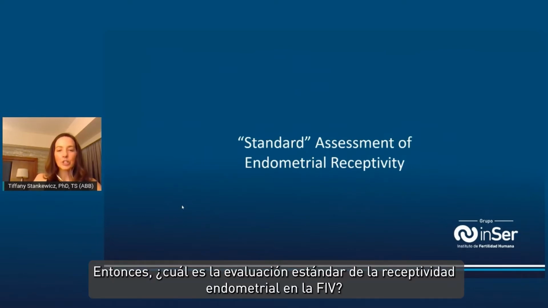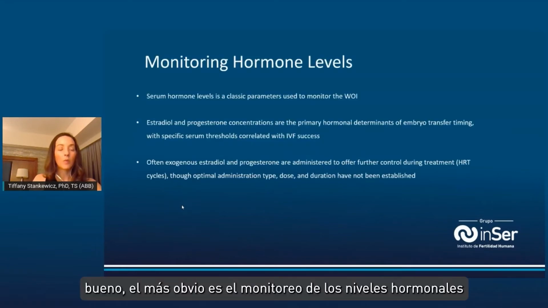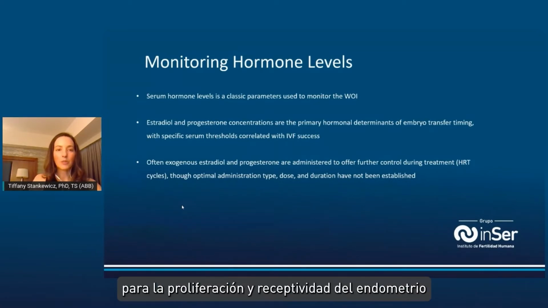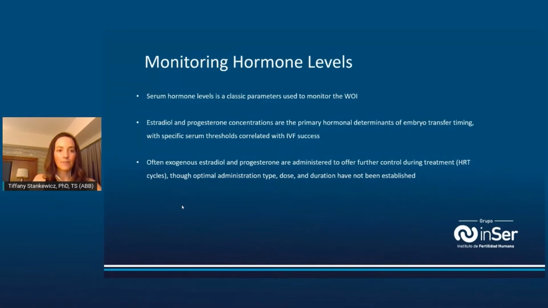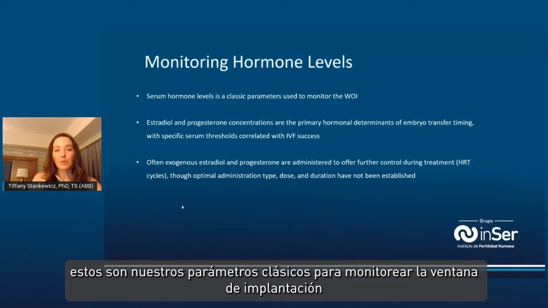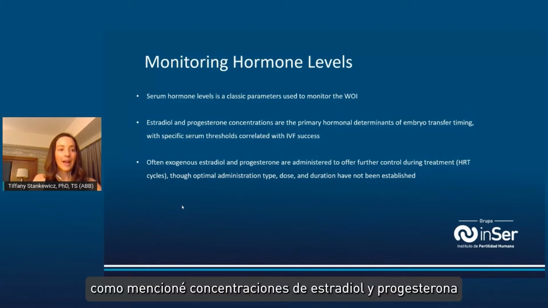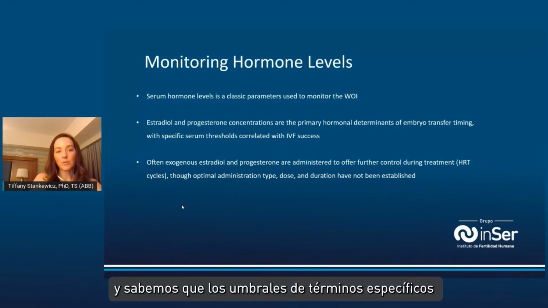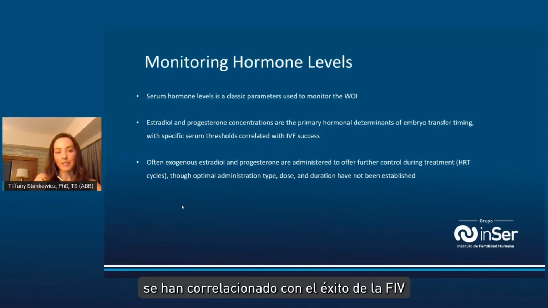So what is the standard assessment of endometrial receptivity in IVF? Well, the most obvious is monitoring of hormone levels. We know that estrogen and progesterone are imperative for endometrial proliferation and receptivity. So these are our classic parameters in order to monitor the window of implantation. As I mentioned, estradiol and progesterone concentrations are the primary hormonal determinants for transfer timing. And we know that specific serum thresholds have been correlated with IVF success.